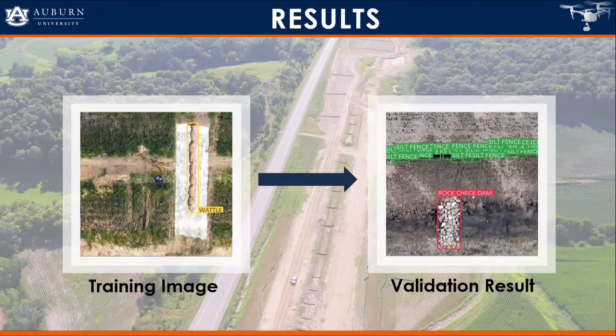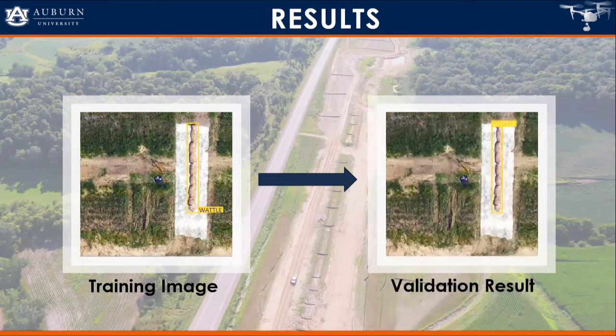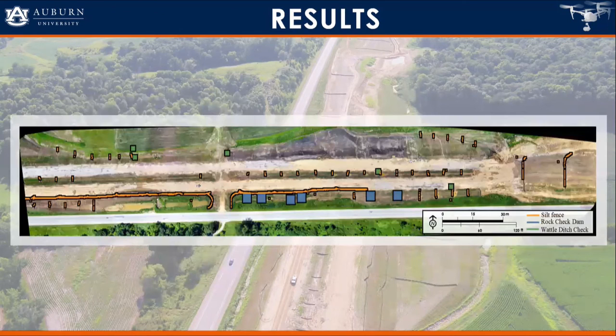another erosion and sediment control practice. So we said this is a wattle and our code was successful to identify it. So we basically trained our code with silt fences, rock check dams, and wattle checks. And at the end, we were successful to identify their location and number.